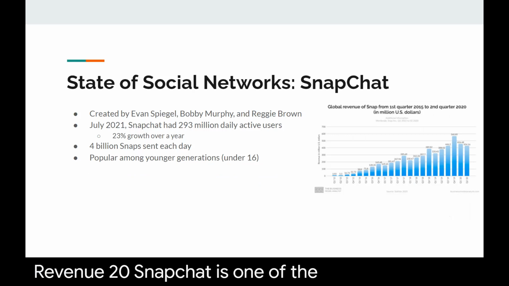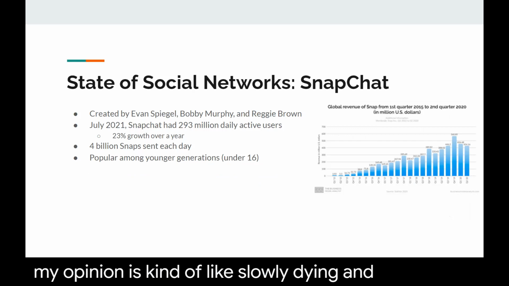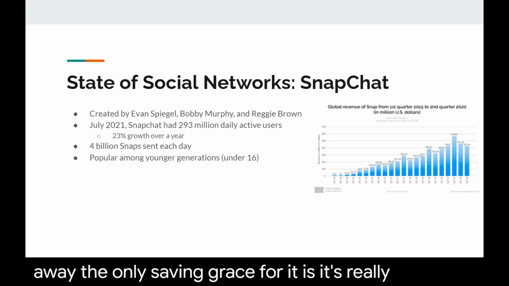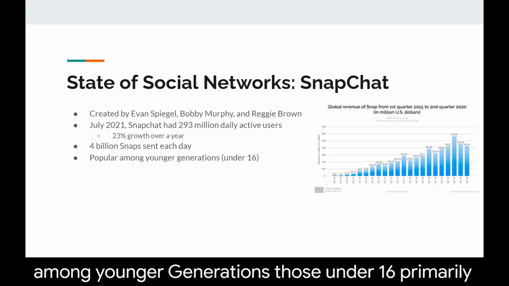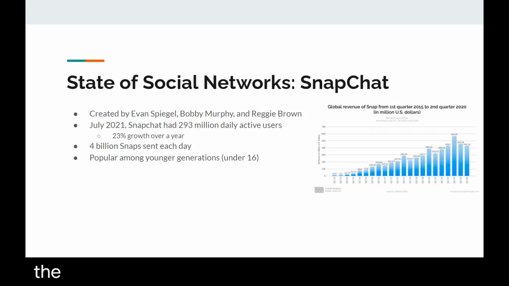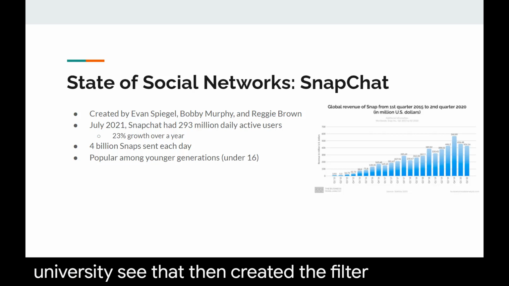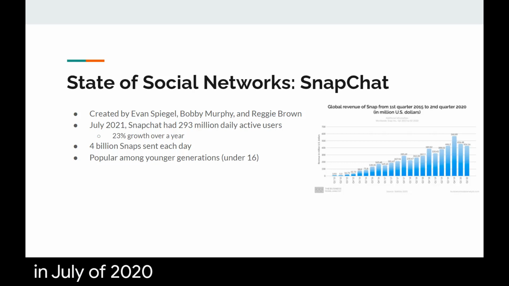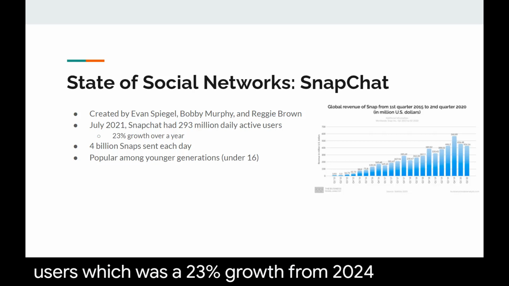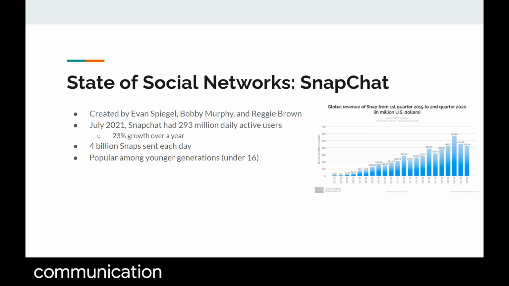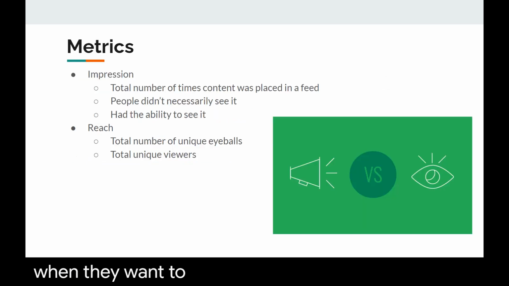Snapchat is one of the platforms that, in my opinion, is kind of like slowly dying and drifting away. The only saving grace for it is it's really popular among younger generations, those under 16, primarily being used as a private messaging function because the messages go away, which makes those messages feel more private. It was created by members of a university that then created the filter and the app. In July of 2021, Snapchat had 293 million daily active users, which was a 23% growth from 2020. 4 billion snaps are sent each day. So it tells you how much communication is really going on in the app. Snapchat is one of the least used in terms of business and advertising, and yet companies are still investing when they want to reach younger generations.